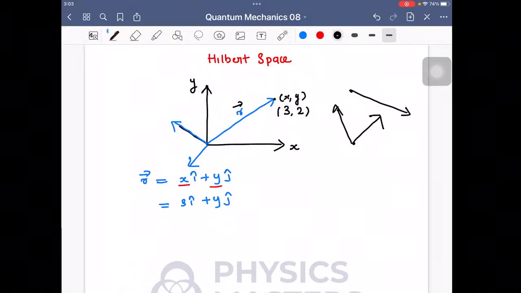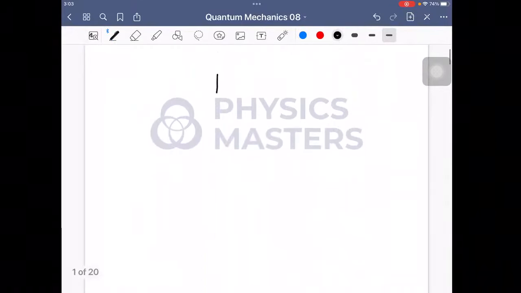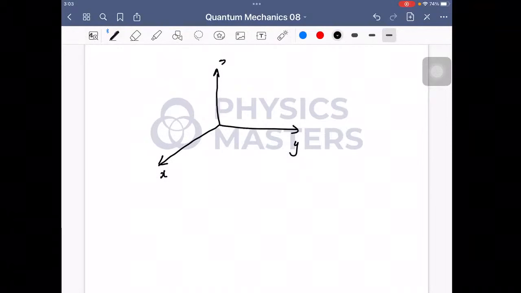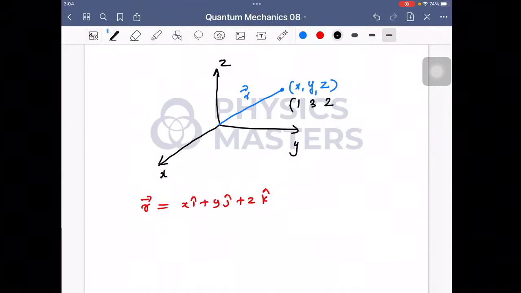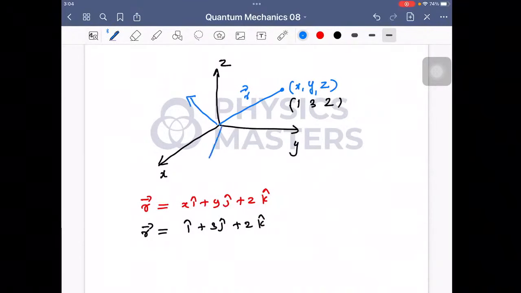Now imagine a vector in three dimensions. Let me draw x, y, z coordinates. So I'm drawing a vector r, and its x coordinate is x, y coordinate is y, z coordinate is z. Now we can write this vector as x i cap plus y j cap plus z k cap. Now if the value of x is equal to 1, y equal to 3 and z equal to 2, then this vector r we can write as 1 i cap plus 3 j cap plus 2 k cap. So this is one of the vectors in 3 dimensions. You can make an infinite number of such vectors in this 3D space.